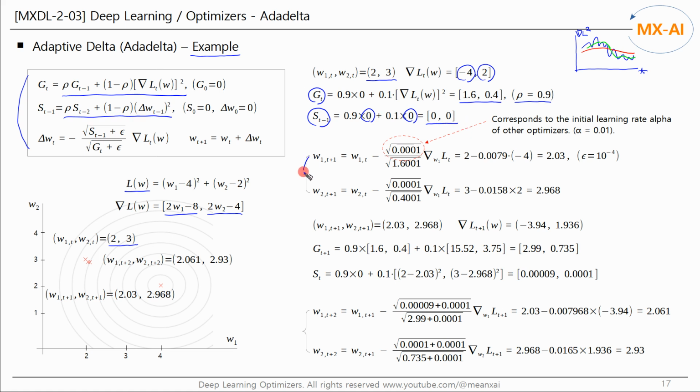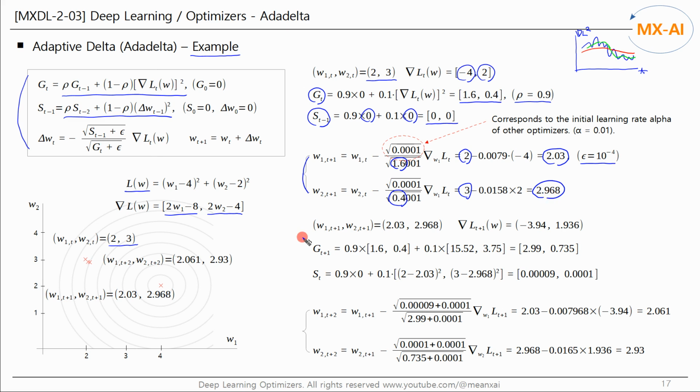Next, we update each W with this formula. I set epsilon to 10 to the power of -4. The initial value of W1 is 2 and G is 1.6. So W1 is updated to 2.03. The initial value of W2 is 3 and G is 0.4. So W2 is updated to 2.968.